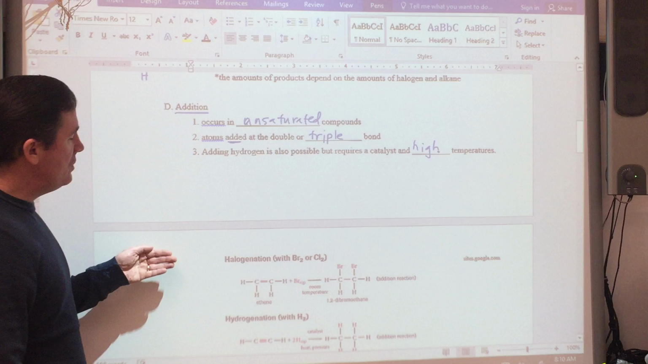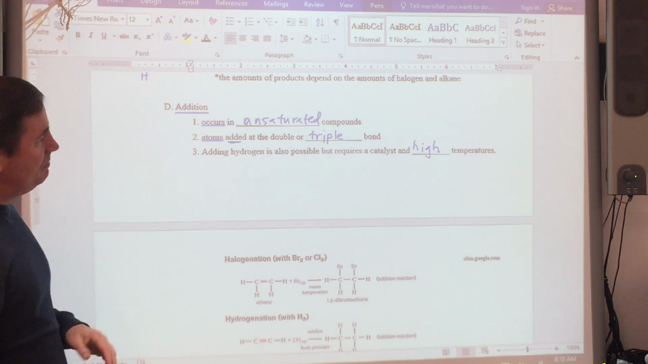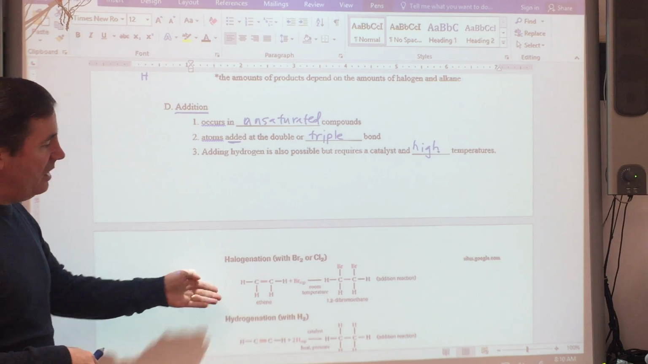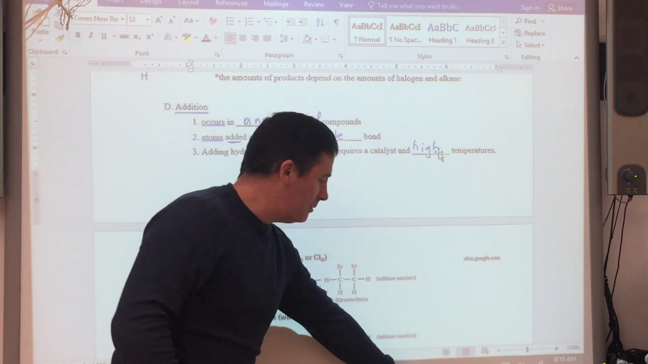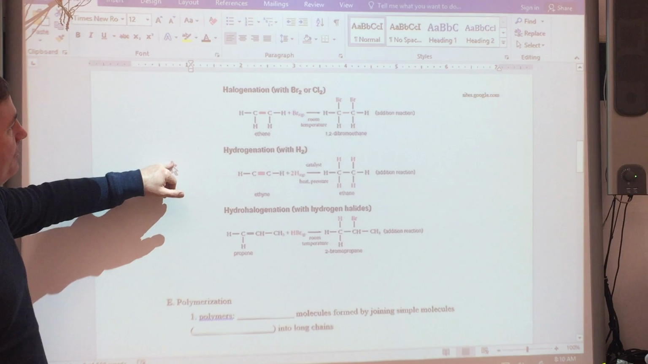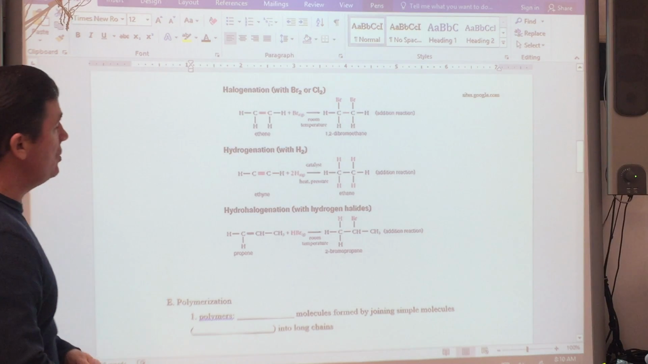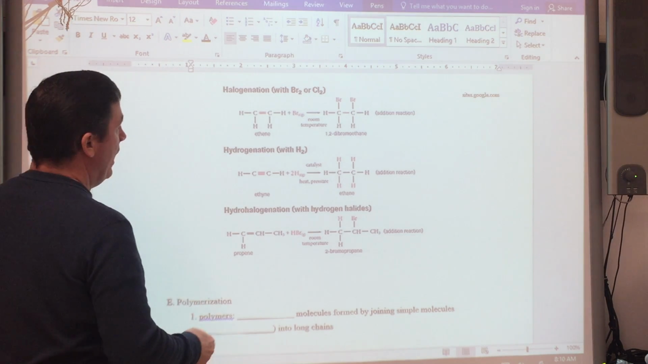So if you've got an unsaturated molecule, you could add hydrogen to it, and that's a process that happens down here. We'll show you that. So here are a couple examples of halogenation. These are all addition reactions.